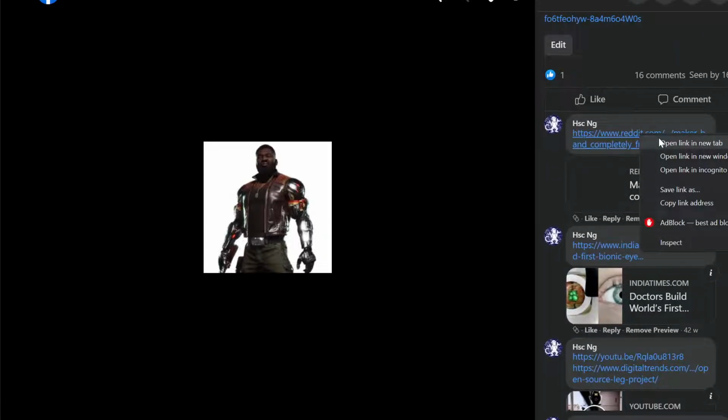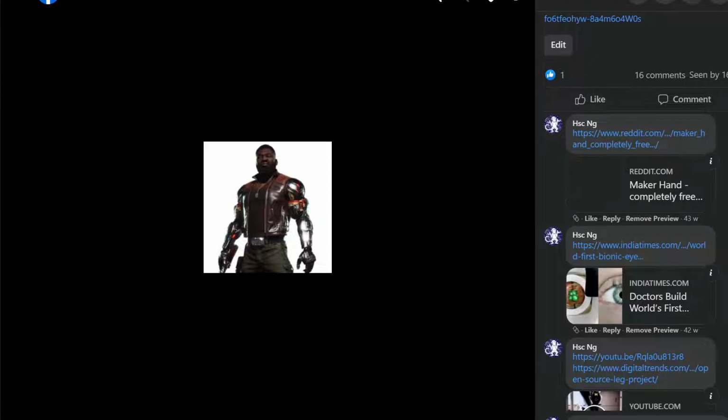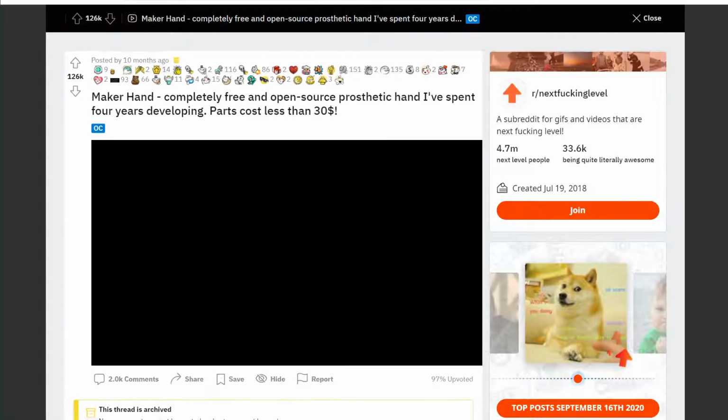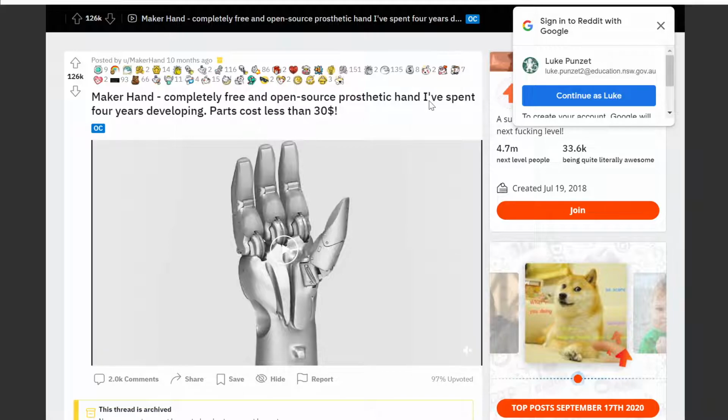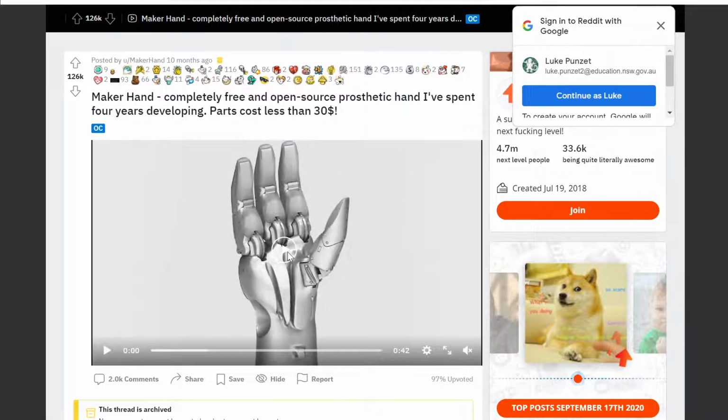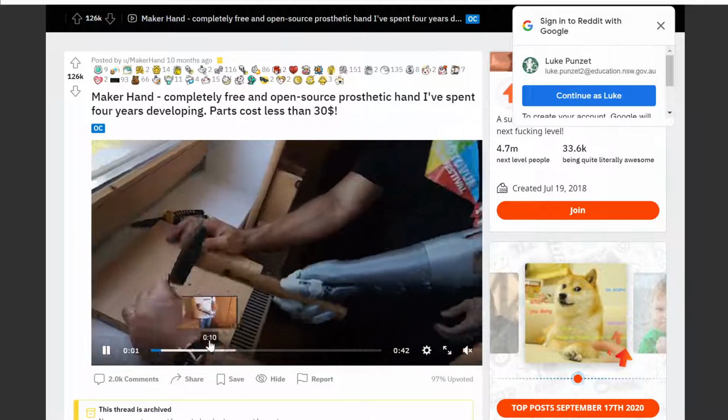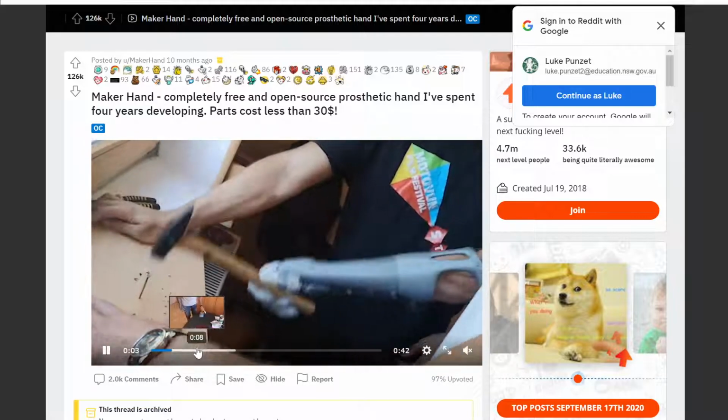It's interesting. There's some stuff that I can't show while I'm in class because they don't allow Reddit. So I'll have a look at those. So there are people who are making prosthetic hands. This prosthetic hand is an open source prosthetic hand that anyone can use. And the parts cost $30, right?